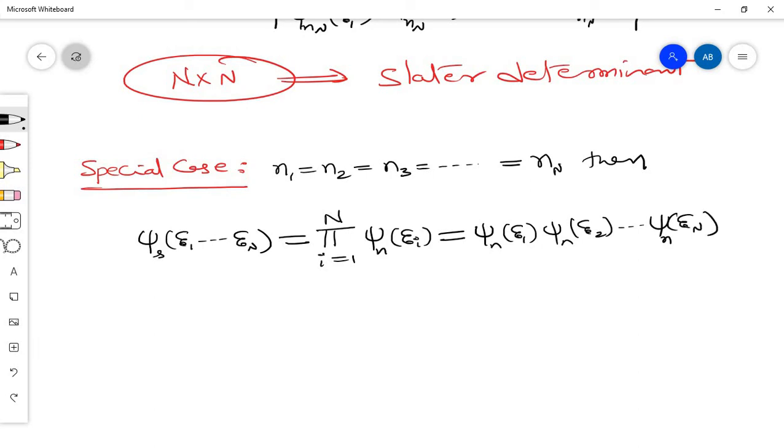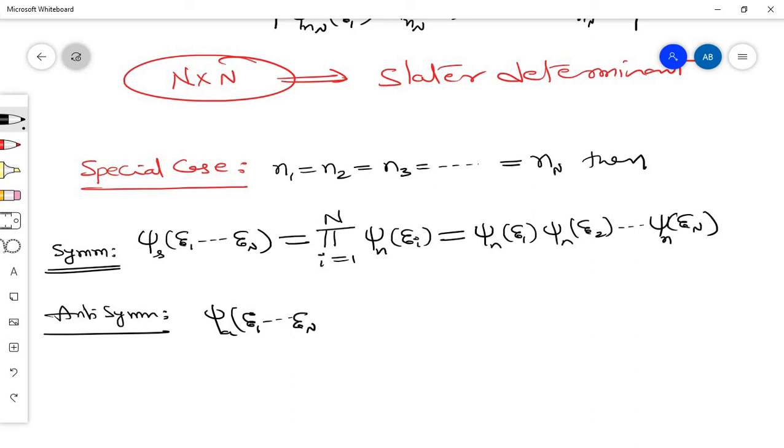This is the symmetric function. What about the antisymmetric function? That is the important thing here. This becomes 0. The antisymmetric wave function will be equal to 0. Why? Because in the determinant, these elements become the same. In the determinant, all the elements will be the same.